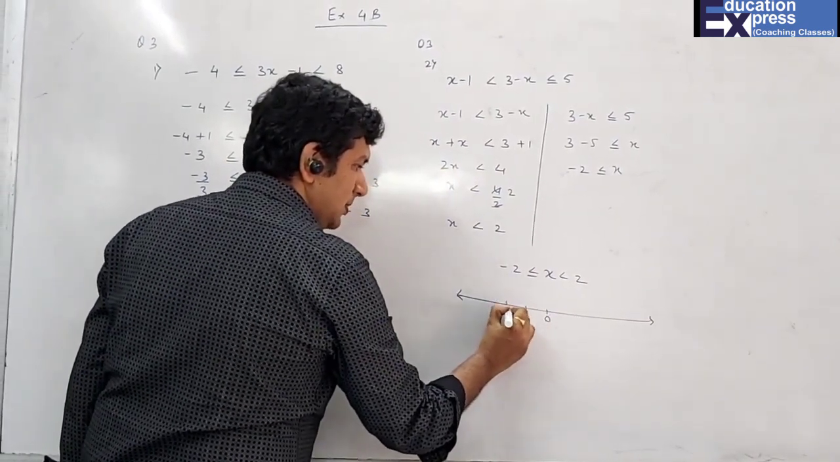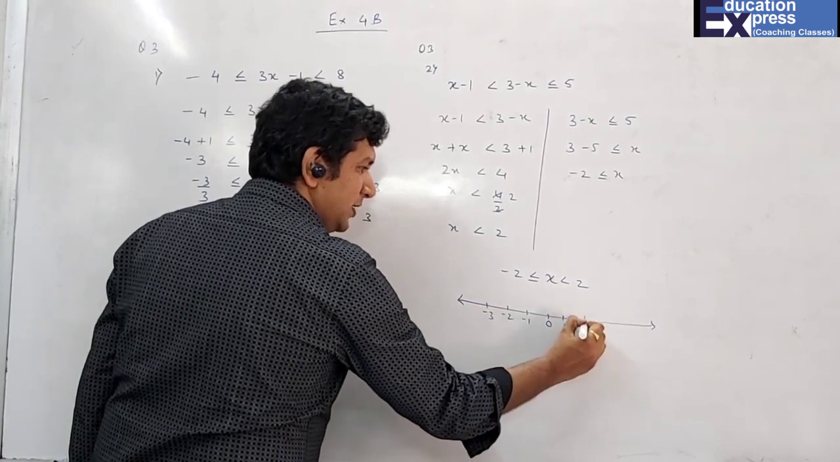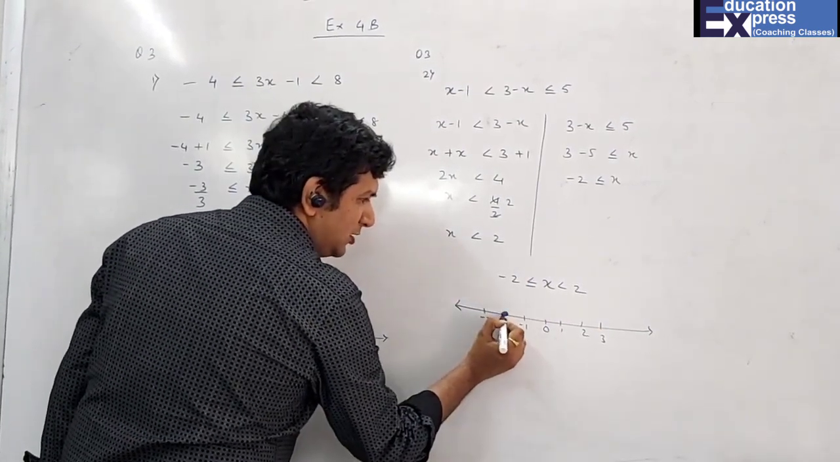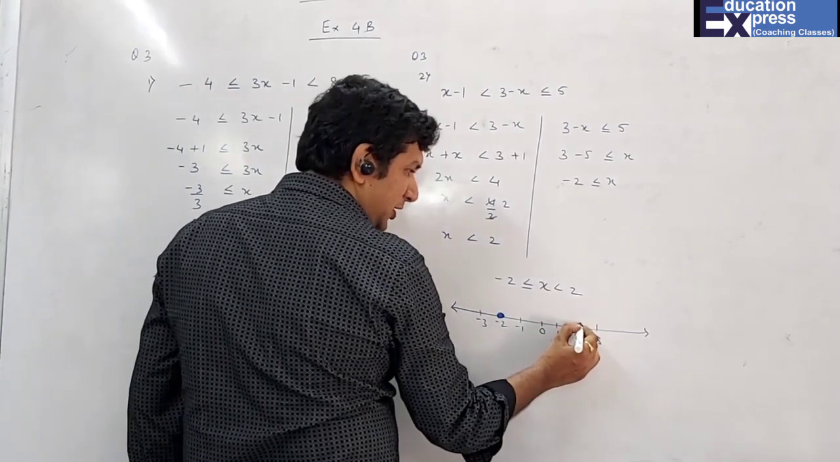0, minus 3, plus 1, plus 2, plus 3. Minus 2 has the equal to sign, therefore it is included, solid circle. 2 is not included, hollow.